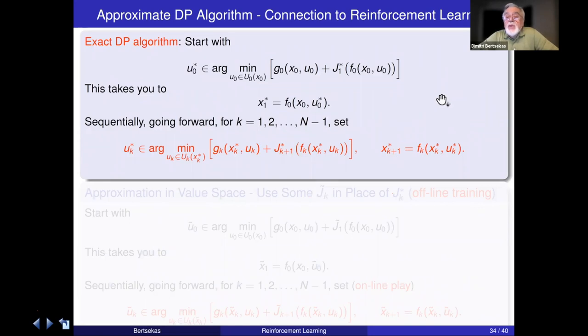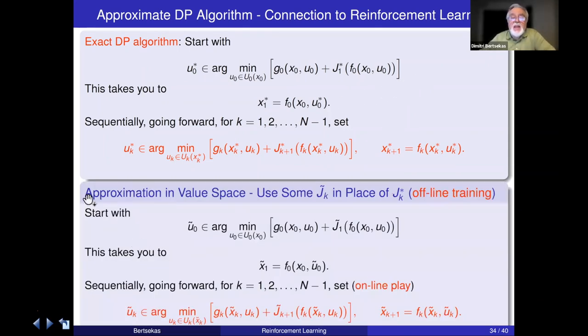Okay, so what's the connection between exact dynamic programming and approximate dynamic programming and reinforcement learning? The major connection is what I'm going to show you here in this slide. We have the exact dynamic programming algorithm for the generic finite horizon deterministic problem. And the way we construct the optimal control sequence after we have computed the J stars is to go forward, starting with J zero star, calculate the next state, and sequentially go forward, calculate X2 star, X3 star, and so on, all the way to the end. That's what exact dynamic programming does.